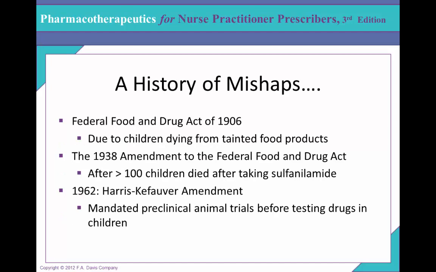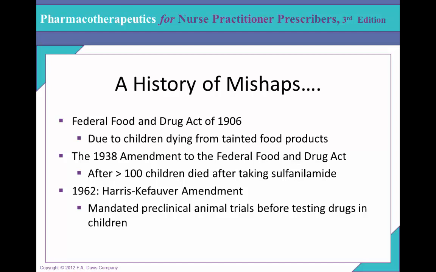A little review about the history of the federal drug law. Basically, the Food, Drug, and Cosmetic Act in 1906 was created to protect the public by restricting the manufacture and distribution of drugs. This was because many children were dying due to non-investigated drugs. The manufacture was adulterated and many children were poisoned by drugs that were not under investigation.